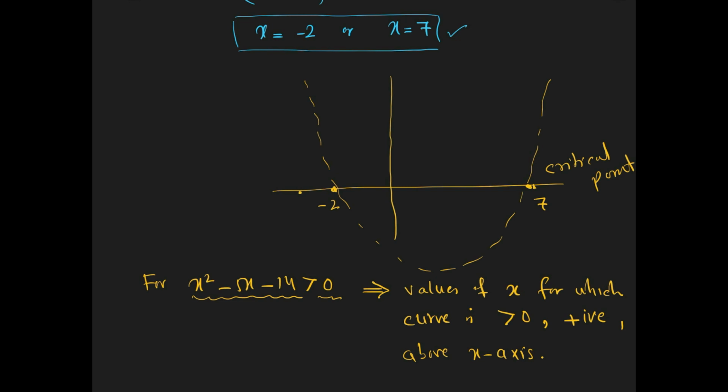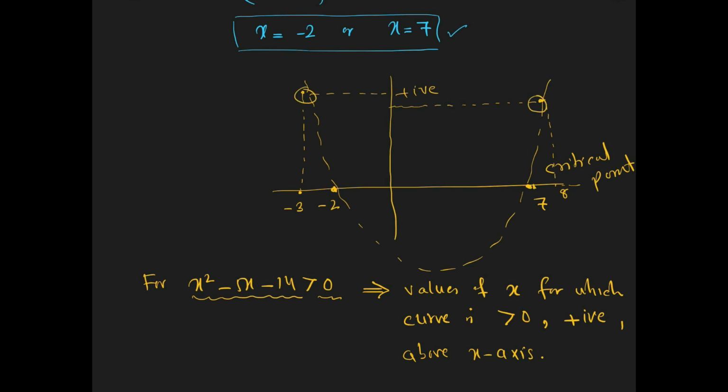Let's say we have -3, and if we get the relevant y value, you can see that this will be positive. Similarly, if we take another value here, say 8, again the curve is above the x-axis. This point is above the x-axis on the curve.